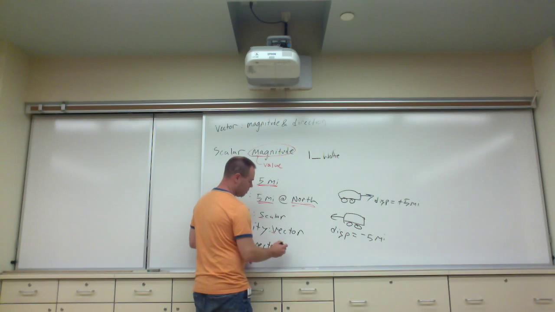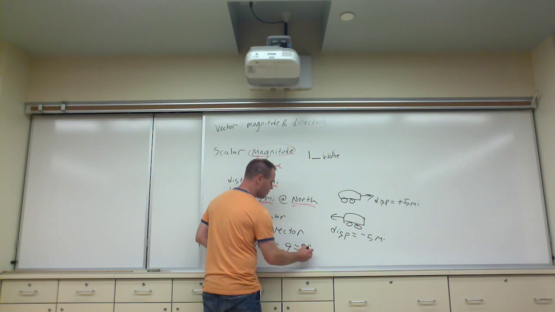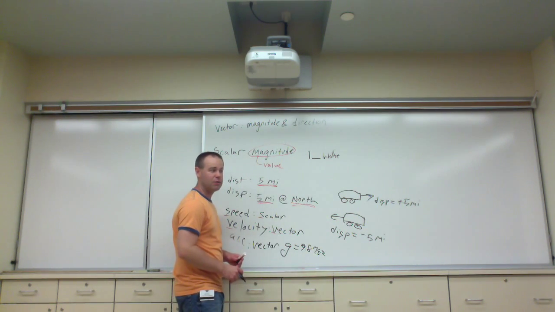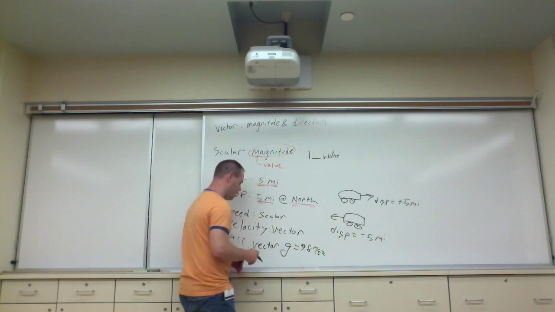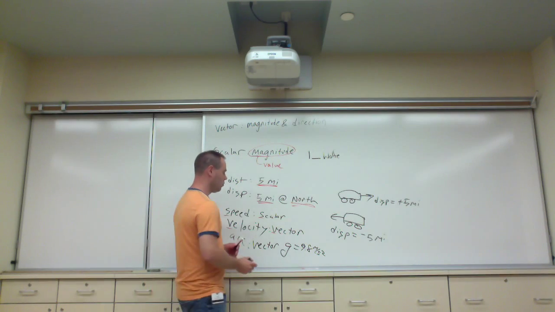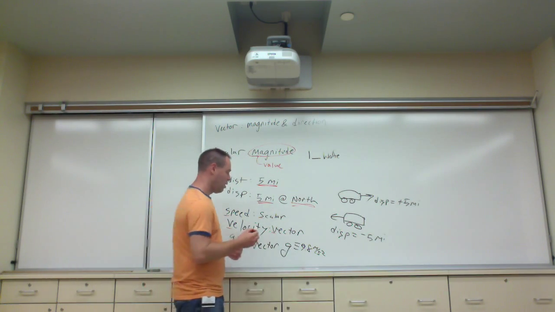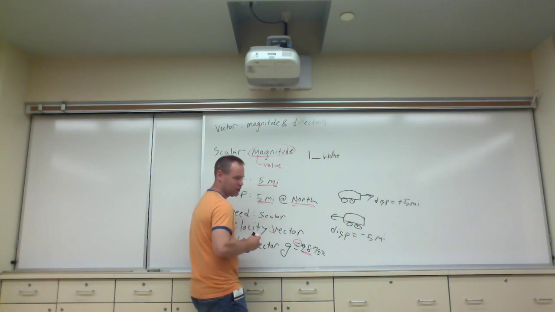So gravity's acceleration is 9.8 meters per second squared. But in order to indicate that gravity points down, we would say it's negative 9.8 meters per second squared. And that way, we've shown the magnitude as well as the direction with the negative sign.